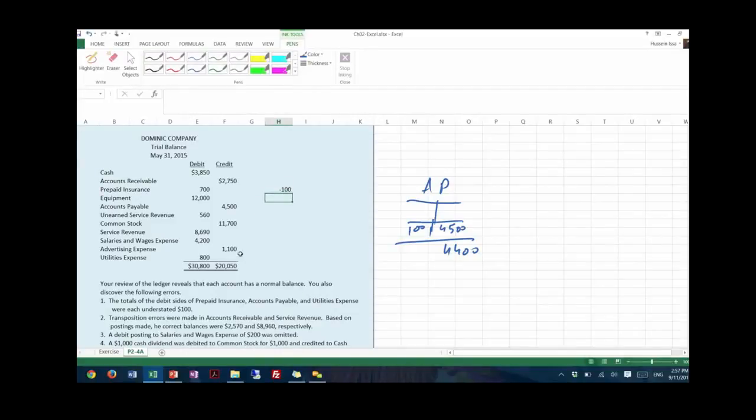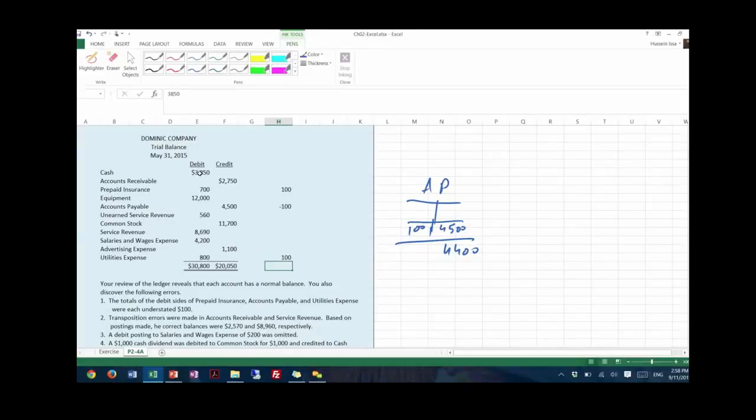Utilities expense was also understated by 100. Wouldn't it be accounts payable minus 100? Oh, yes, you're right, sorry. Actually, that was this one here minus 100. Thank you. Now, on the other hand, we have utilities expense. Once again, the debit side was understated by 100. So you add 100.